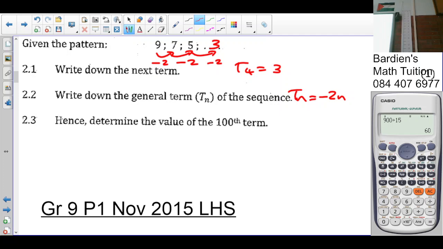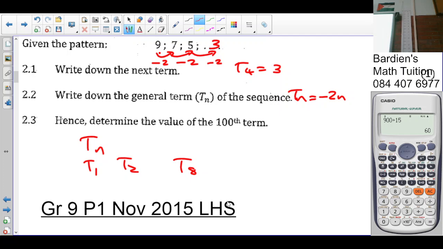If I say Tn or T1, what is T1? Term 1. T2, term 2. T8, term 8. So in this sequence, for 9, what is n here? What is your term number here? 1. What is this here? 7. Term 2. Term 3. Term 4 and so on.